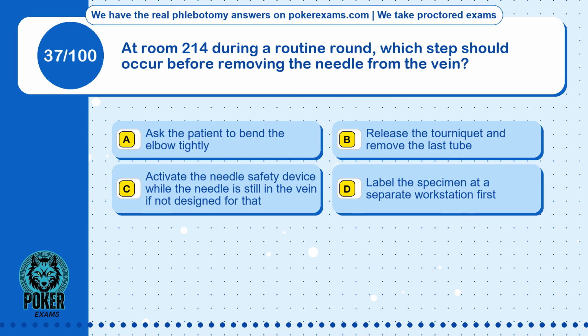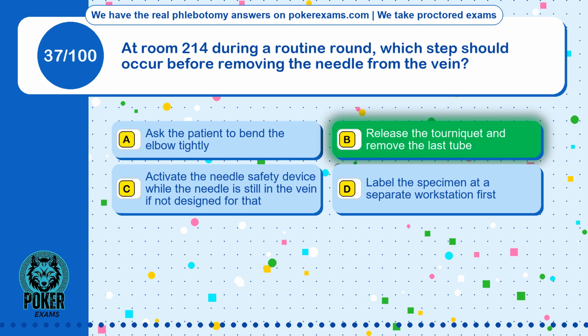Question 37. At room 214 during a routine round, which step should occur before removing the needle from the vein? Option A. Ask the patient to bend the elbow tightly. Option B. Release the tourniquet and remove the last tube. Option C. Activate the needle safety device while the needle is still in the vein if not designed for that. Option D. Label the specimen at a separate workstation first.